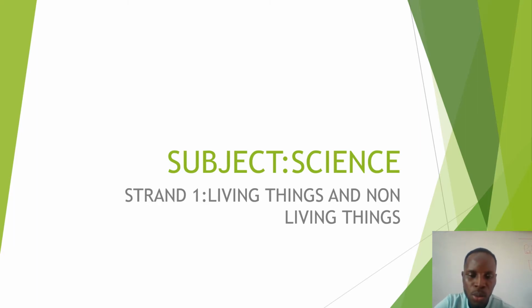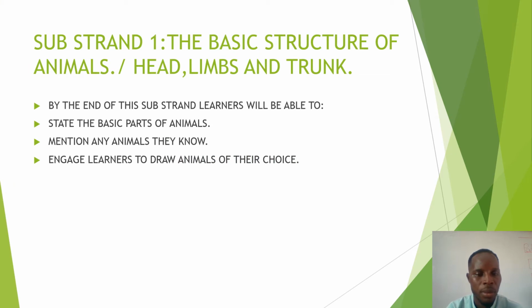And last week too, we did a revision on living things and non-living things, and we were able to tell me what living things are and what non-living things are, and what living things can do and what non-living things can do. So today we are going to continue from where we ended, and also we talk about the basic parts of a plant. But today we are going to look at the basic structure of animals.